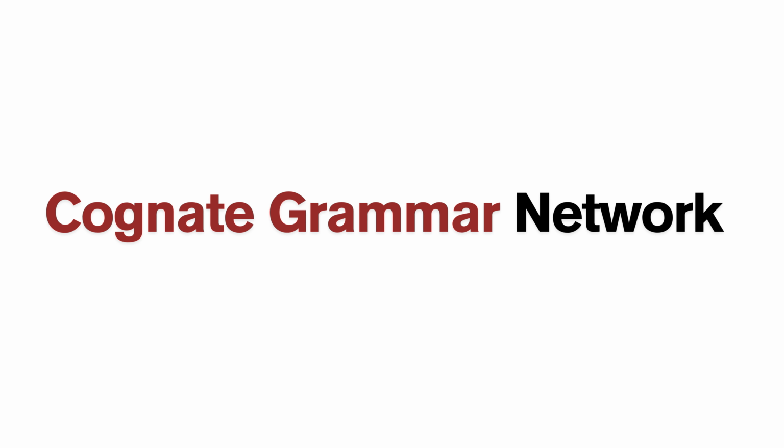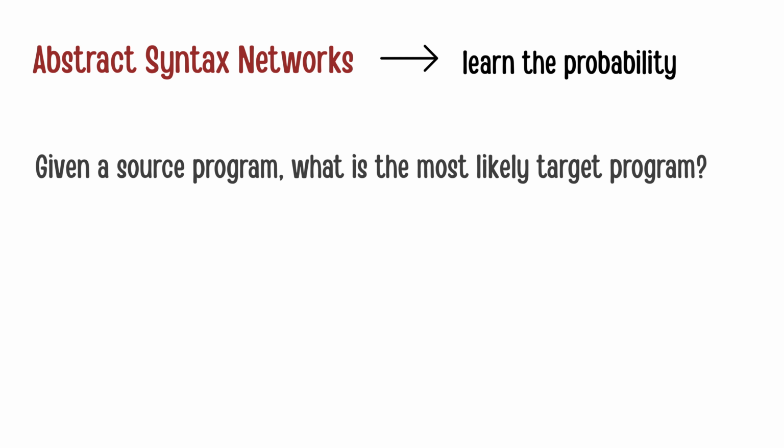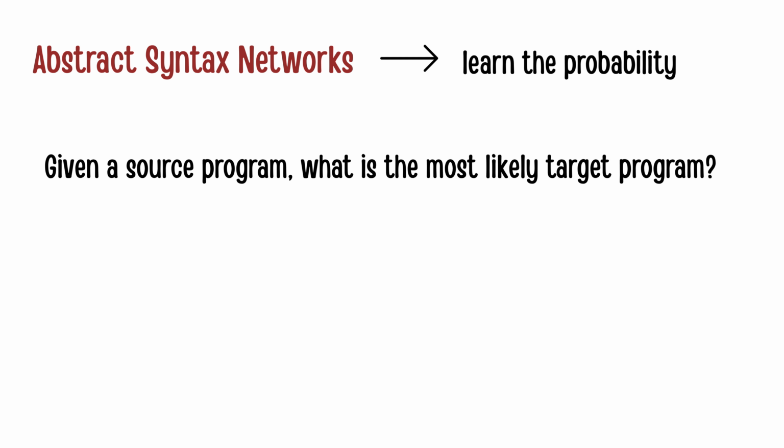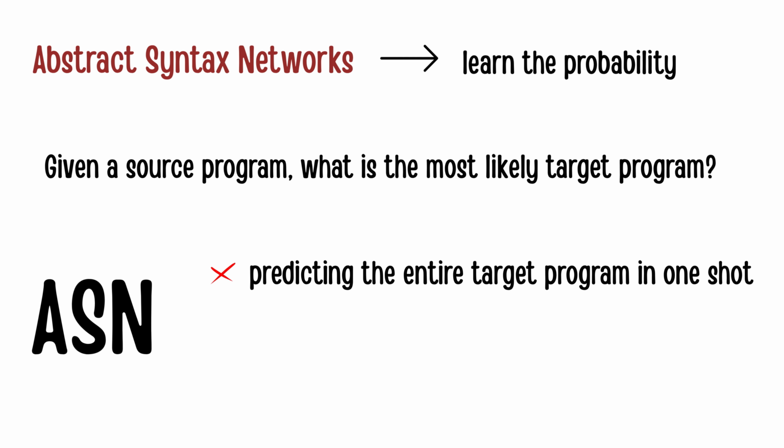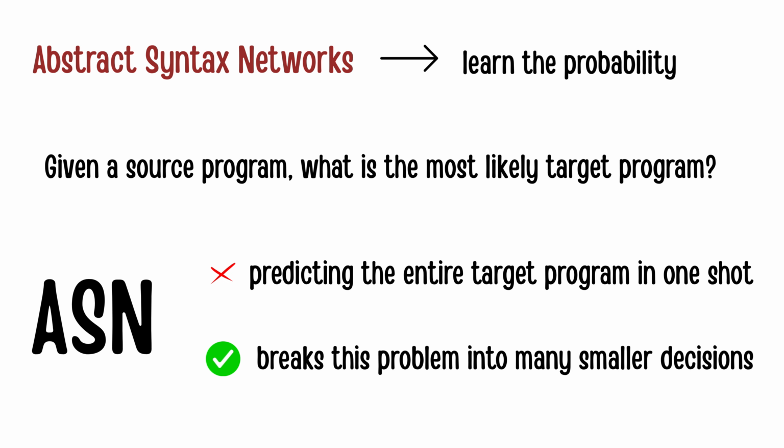Next, the paper introduces a brand new architecture called the cognate grammar network. Before understanding CGN, we first need to understand the model it builds upon, the abstract syntax network. The goal of the neural model is to learn the probability: given a source program, what is the most likely target program? Instead of predicting the entire target program in one shot, ASN breaks this problem into many smaller decisions.